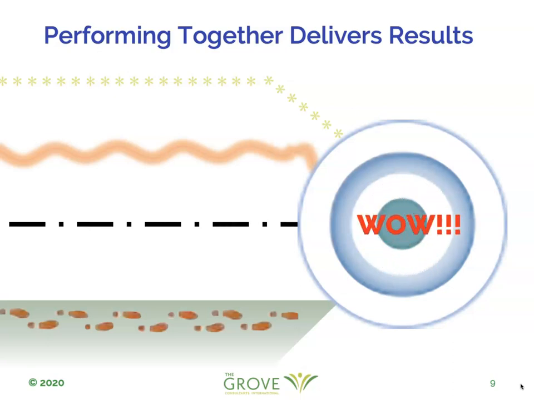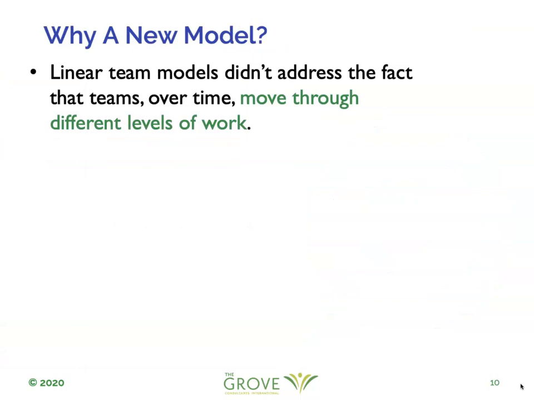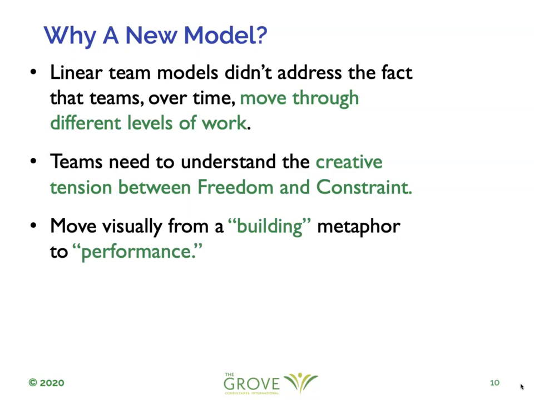So the purpose of the team performance model is really to give people a common language that holds some of these distinctions. And we felt a new one was really needed. Linear team models didn't address the fact that teams move over time and move through these different levels of work, going from freedom to constraint and back. Teams need to understand that this creative tension actually is something they can work with. And so visualizing it was helpful.